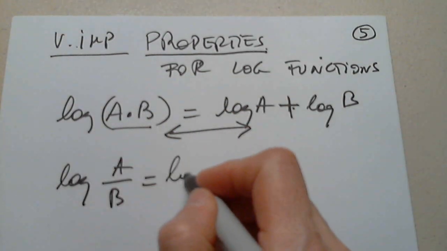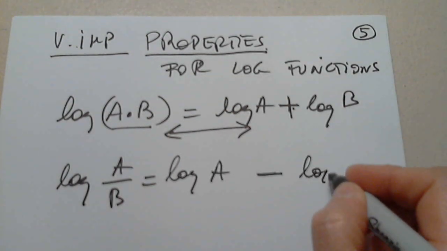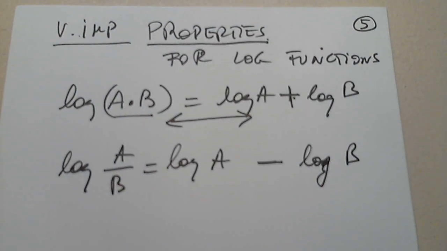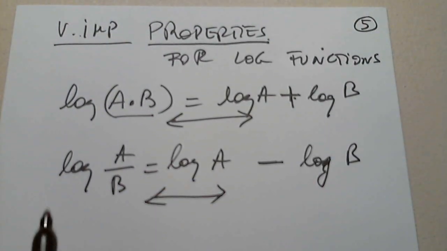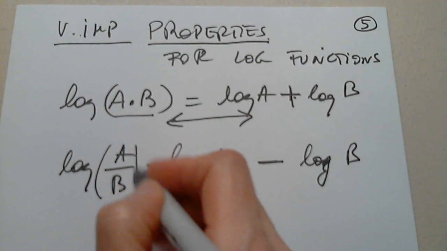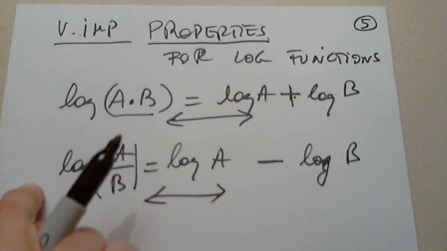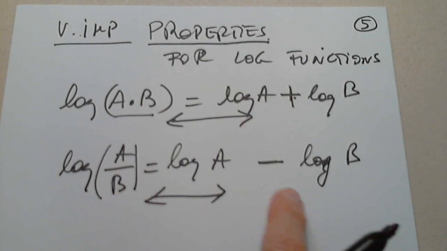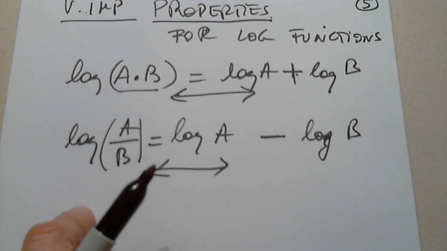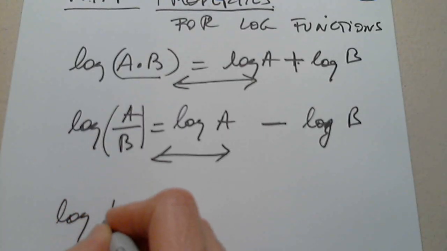So log of A over log of B, and you can go back and forth. Log of A over B, this is in parentheses, is not log of A over log of B. No, it's log of A minus log of B. Back and forth.